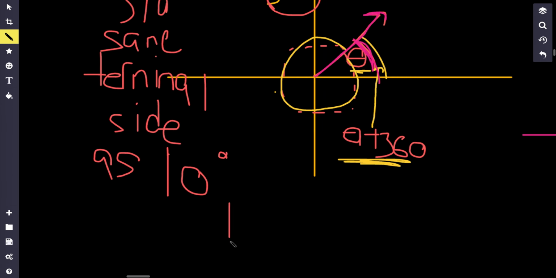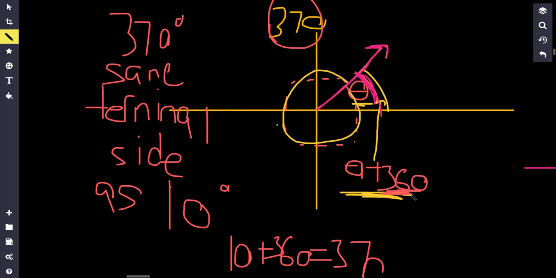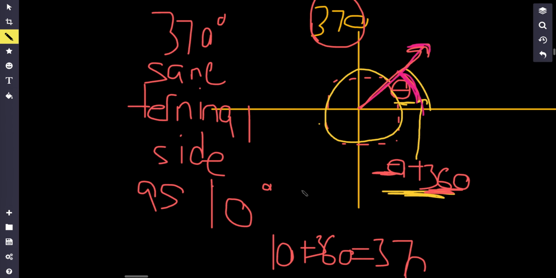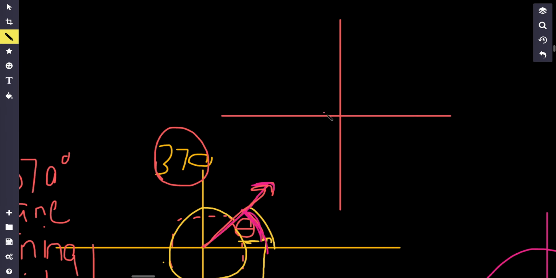The reason is that 10 plus 360 gives you 370, and an angle plus 360 gives you the same ray as that original angle you started with. So if I have a 10-degree angle, it's going to land in the first quadrant, meaning that the reference angle is the angle itself. So the reference angle is going to be 10 degrees.